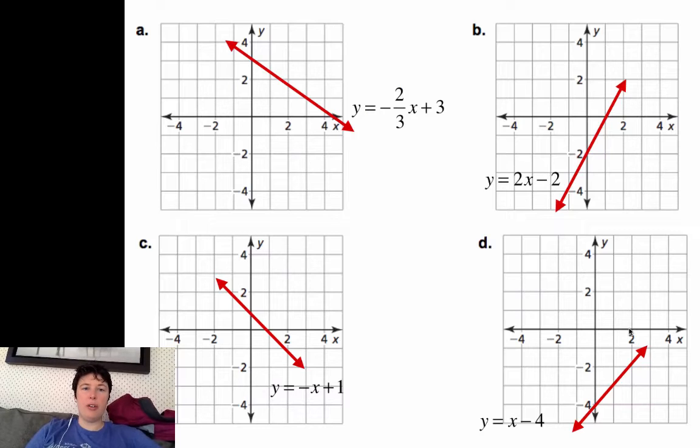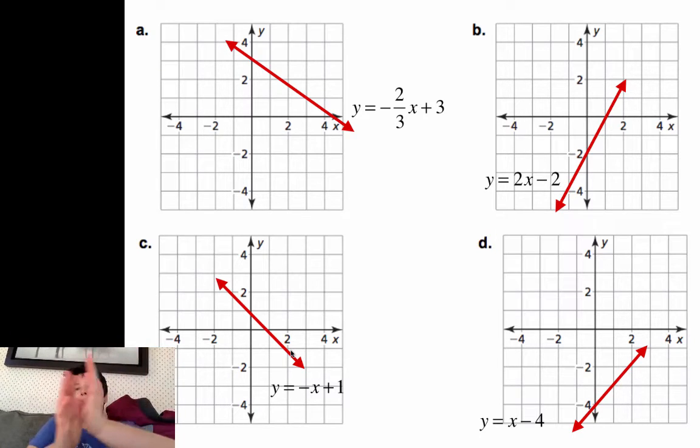Now, here's what it looks like on your graphs. Each one of these should look kind of identical to mine. For A, we have to start way up here at 3 and drop down 2 over 3, down 2 over 3 for that slope. For B, we have to have a y-intercept of negative 2 and a positive 2 slope. So up 2 over 1, up 2 over 1. For letter C, we have to start at a y-intercept of 1. And then we have a slope of negative x, negative 1. So we're going down 1 over 1, down 1 over 1.